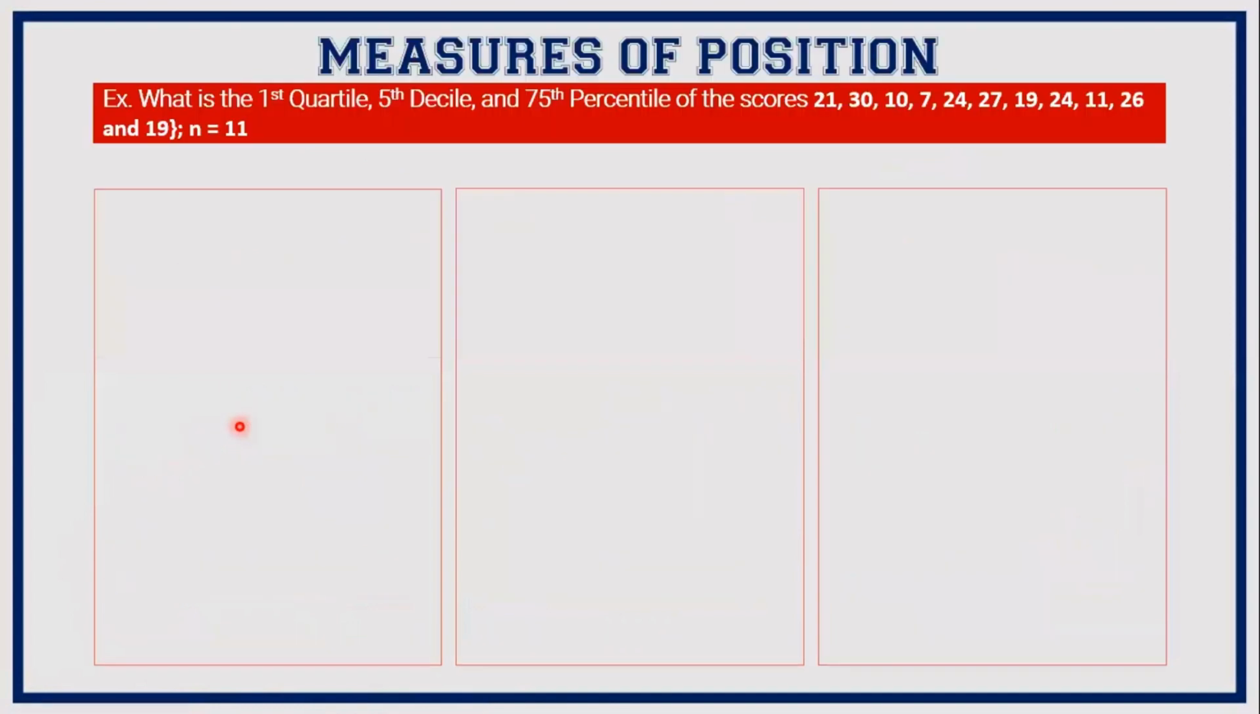Let's have some examples here. So what is the first quartile, 5th decile, and 75th percentile of the scores 21, 30, 10, 7, 24, 27, 19, 24, 11, 26, and 19. So indicated here is the number of population, which is 11. So there are 11 scores here. So that's n. And we also have here first quartile, that's equivalent to quartile 1. 5th decile equivalent to decile 5. And 75th percentile is equivalent to percentile 75.